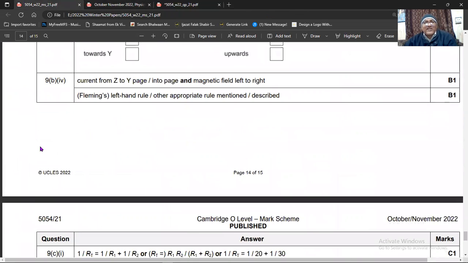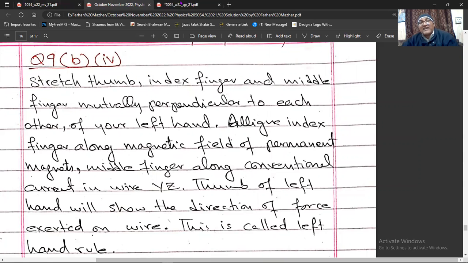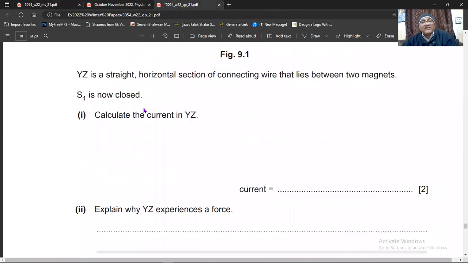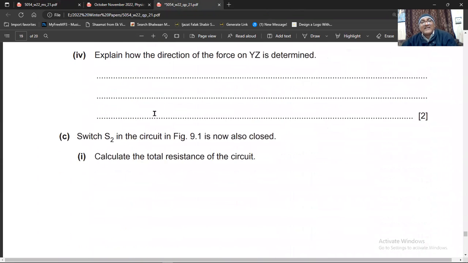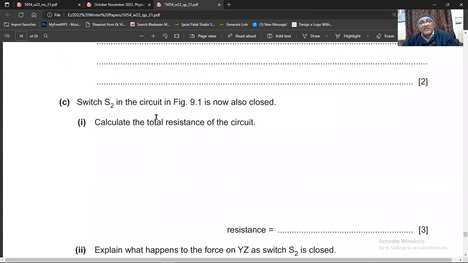So my answer is right. I know that, but the marking scheme is showing: current from Z to Y, into the page, and magnetic field left to right. Fleming's left hand rule, or another appropriate rule mentioned or described. So this is the marking scheme, and this is my written answer. You can always write a better answer, but I hope this will be clear to you.